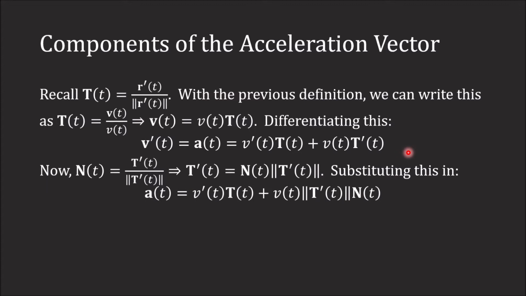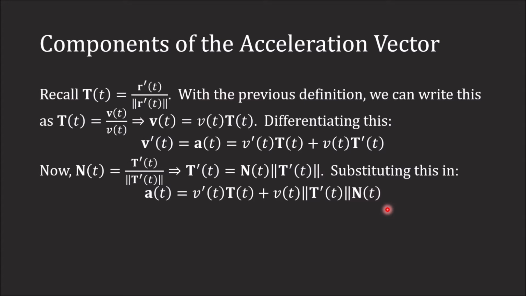Now recall that the unit normal vector is the derivative of the unit tangent divided by the magnitude of the derivative of the unit tangent. And so this means that the derivative of the tangent is the unit normal vector times the magnitude of the derivative of the unit tangent. If we now substitute this piece into here, then we get acceleration is the derivative of speed times the unit tangent plus the speed times the magnitude of the derivative of the unit tangent times the unit normal.